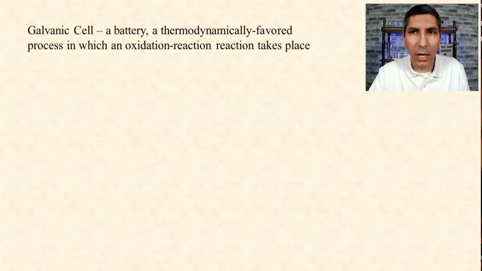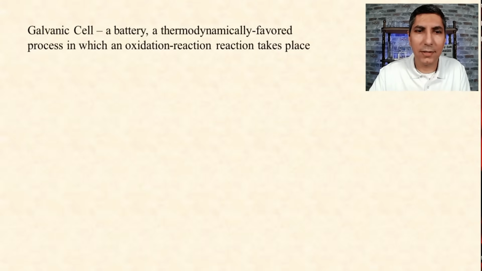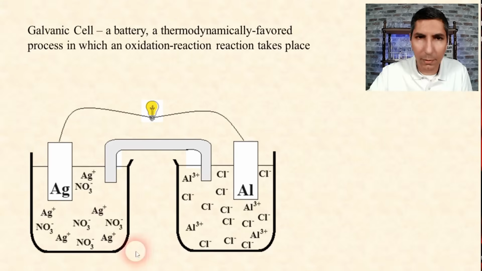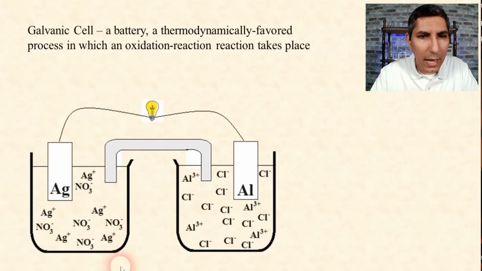As we wrap things up in Unit 9, we want to talk about galvanic cells. Galvanic cells, or sometimes called the voltaic cells, are basically just batteries. These are thermodynamically favored processes where we have an oxidation-reduction reaction taking place, and we're harnessing it to power some sort of a load, like maybe a light bulb or a cell phone or something like that. And whenever we have this, we have to have two different electrodes. We have a wire here.